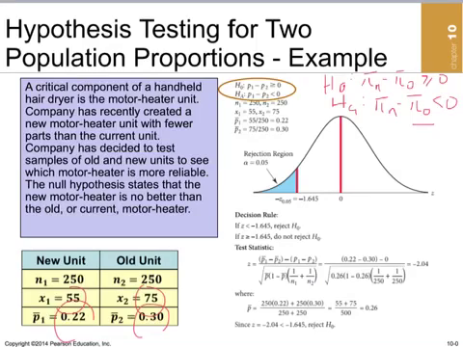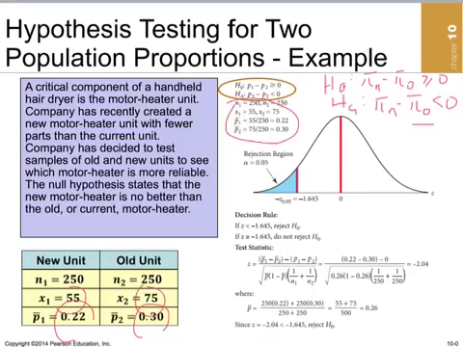We're now given sample data where the sample sizes are 250 each, and for sample 1, which is for the new unit, 55 of the units had issues, and for the old unit, 75 of them had issues. So the sample proportions are calculated right here.